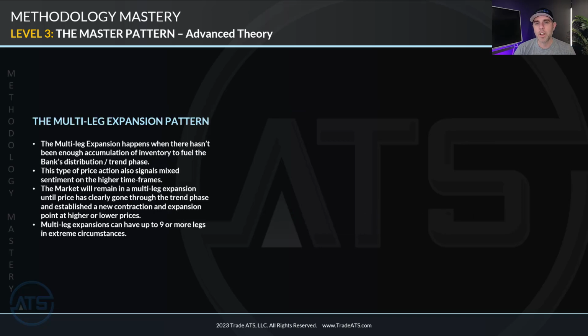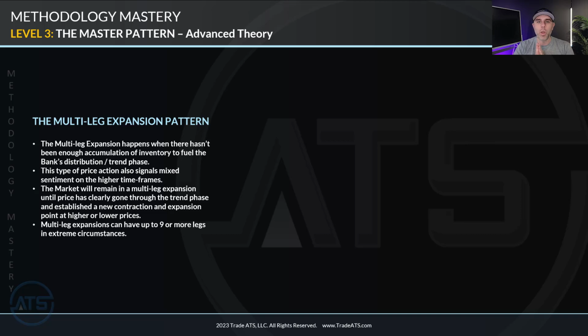So I'm going to start this off by talking about the very first characteristic of the master pattern I ever noticed. And this was over 12 years ago now. It's called the multi-leg expansion pattern. So what is that? The multi-leg expansion happens when there hasn't been enough accumulation of inventory to fuel the bank's distribution or trend phase. Think about the master pattern as a whole. We have an accumulation or a contraction zone. We have an expansion when it leaves that contraction, and then we have a trend to higher or lower prices based off of the bank's previous accumulation. So that's how it works, right?